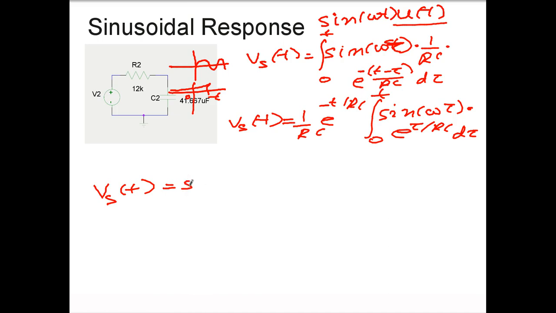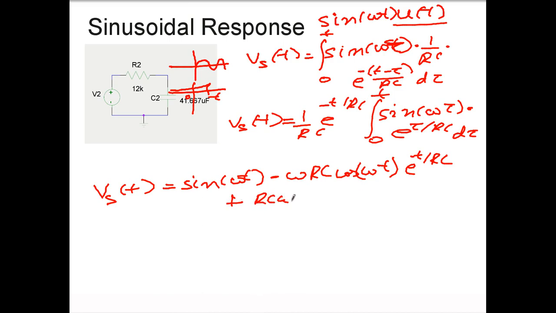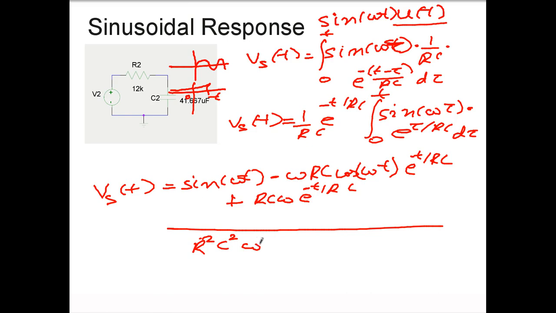So v sub s of t will be equal to, this is fairly big, sine omega t minus omega RC cos of omega t, times e raised to minus t over RC, plus RC omega e raised to minus t by RC, and this whole thing is divided by R square C square omega square plus 1. This is a fairly complicated answer.